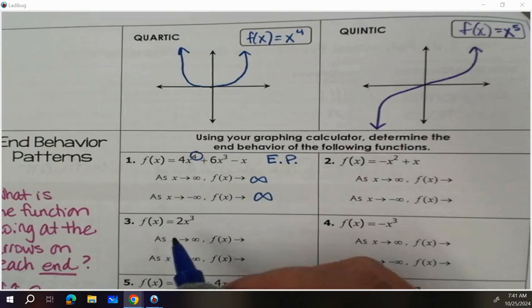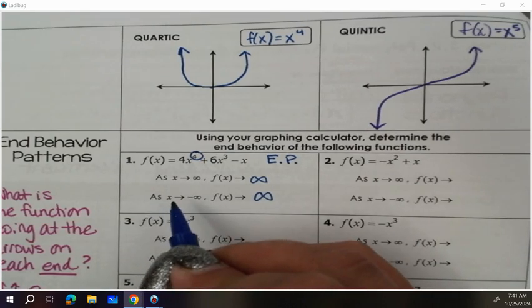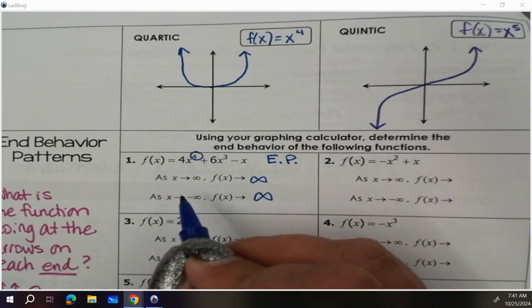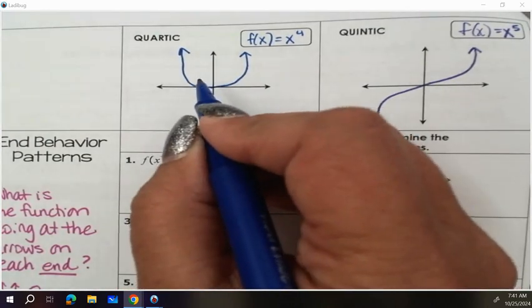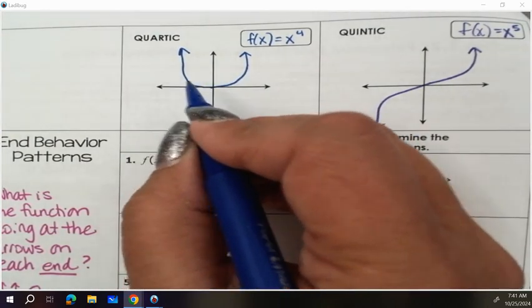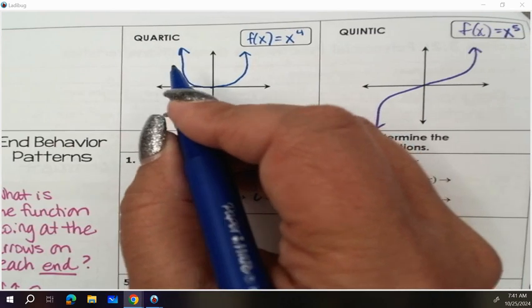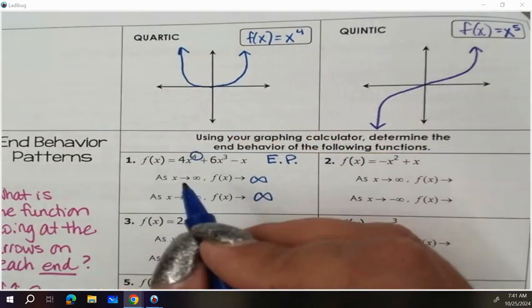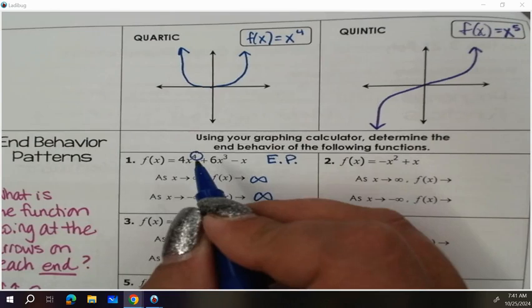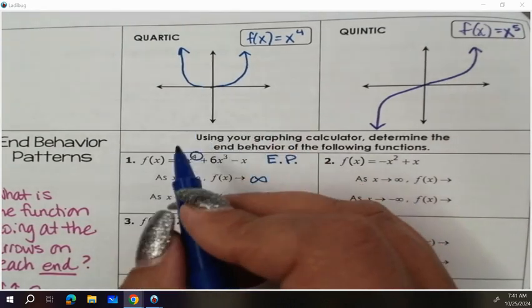And then the other statement says, as x approaches negative infinity, so as I go back to the left, my y values are also approaching positive infinity. This is an x to the 4th, so that's why I'm pointing up at this one with the positive leading coefficient.